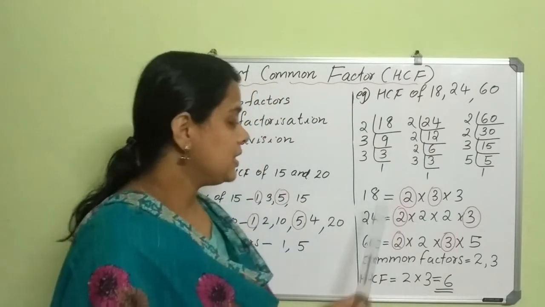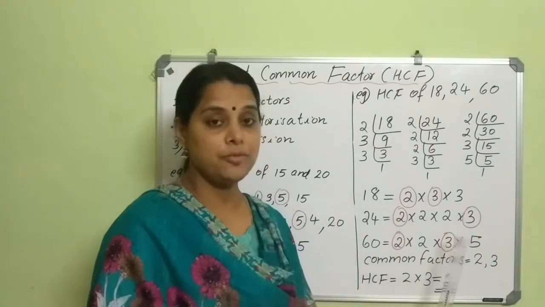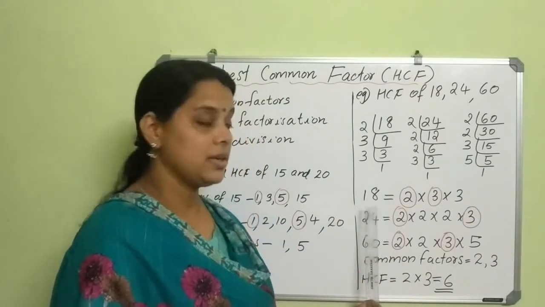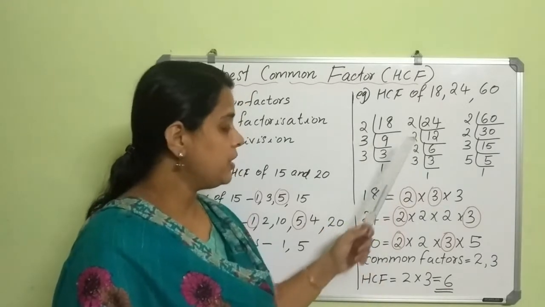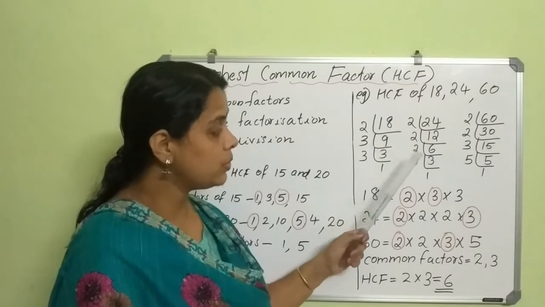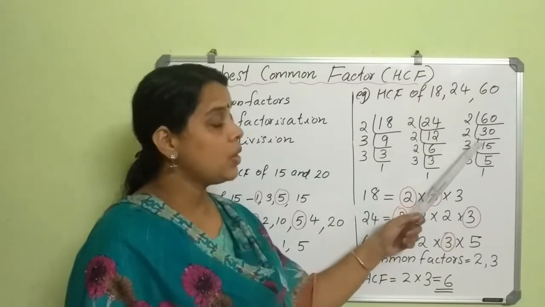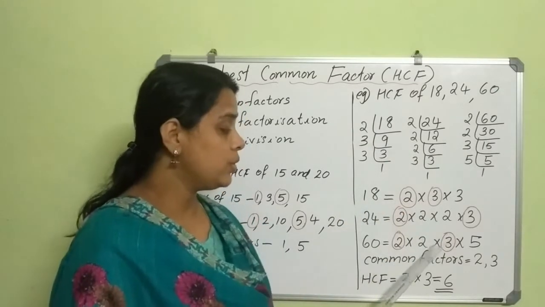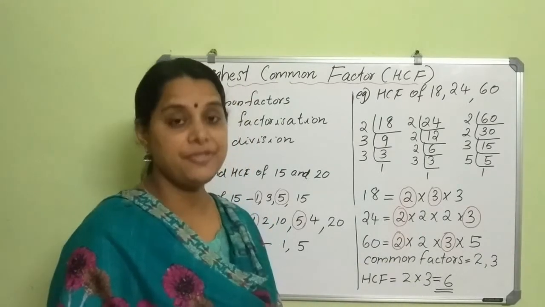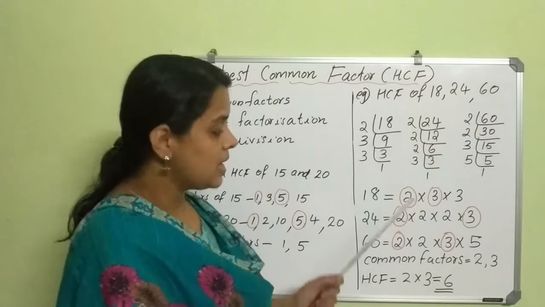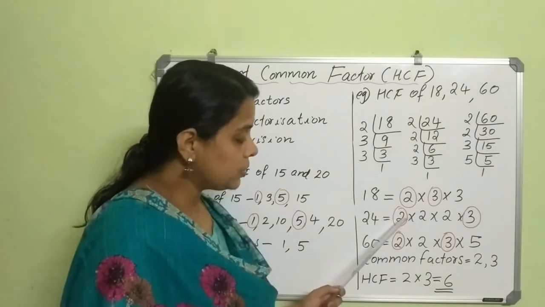Now we are writing all the numbers as a product of prime factors. 18 is 2 into 3 into 3. Now 24 is 2 into 2 into 2 into 3. Now 60 is 2 into 2 into 3 into 5. Among these we are marking the common factors. What are the common factors? See here 2, here 2, here 2.